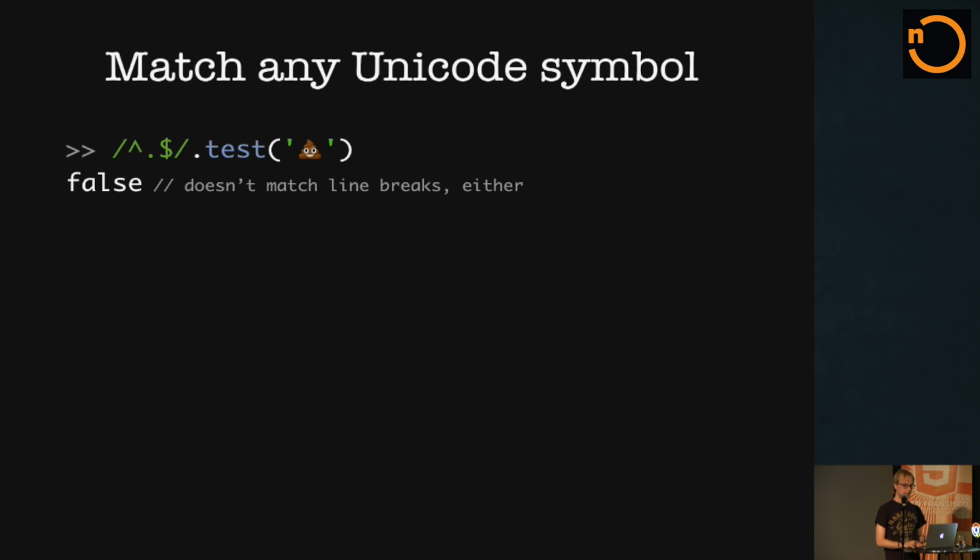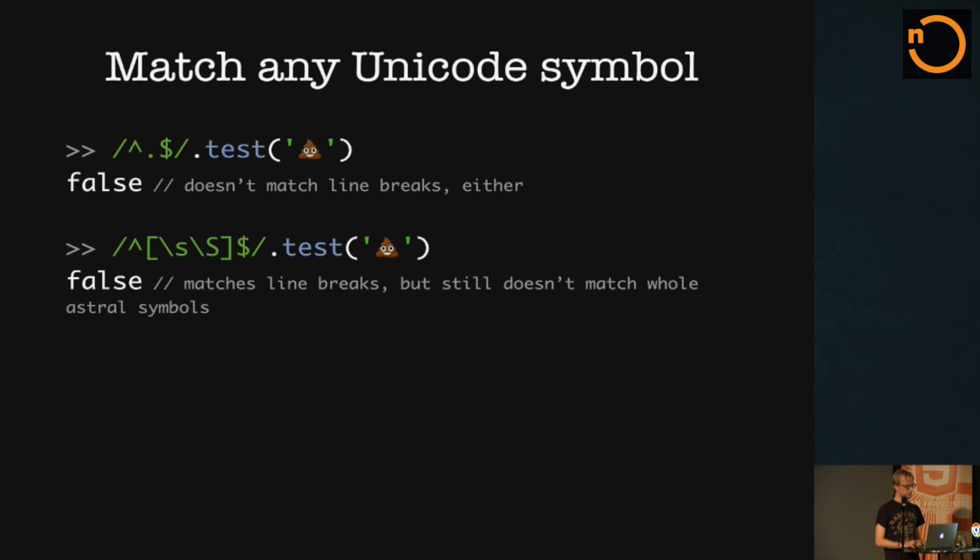If you wanted to match line breaks, we can solve that problem by just using this sort of regular expression where we basically match all the white space characters and then match all the non-white space characters as well. And then that matches any character. But still, it would only match characters in the JavaScript definition of the word, so only surrogate halves. It wouldn't match astral symbols. So does anyone have any idea what the regular expression to match any Unicode symbol would look like?